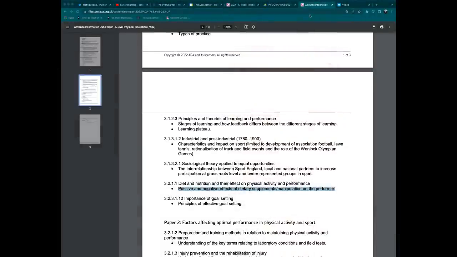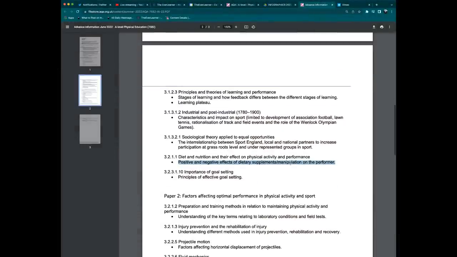Another student's asking, is there any chance paper 2 content will come up on paper 1? Yes, and I would say those areas that have been named are the targets. So just to be clear, I'll just put it on the screen one more time. That is going to be these two areas here.